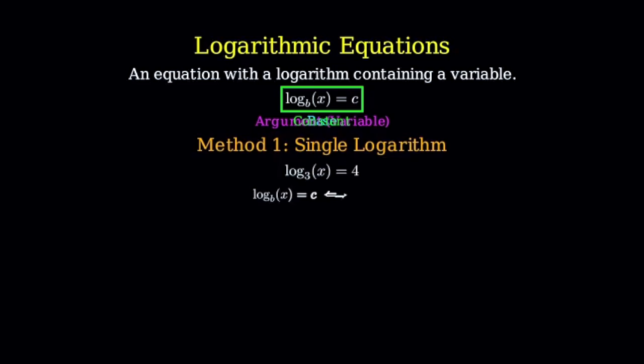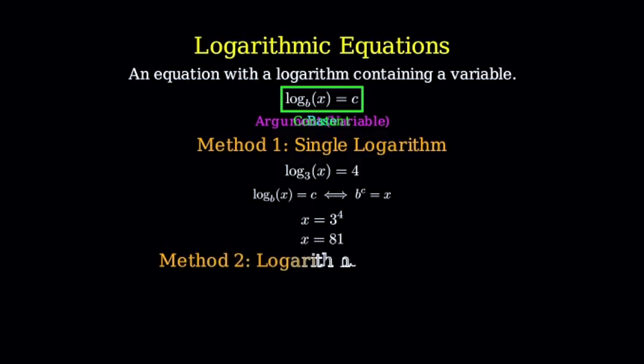To solve this, we rewrite the equation in its exponential form. Remember, log base b of x equals c is equivalent to b to the power of c equals x. So, our equation becomes x equals 3 to the power of 4. Calculating 3 to the 4th power gives us 81. So, x equals 81.